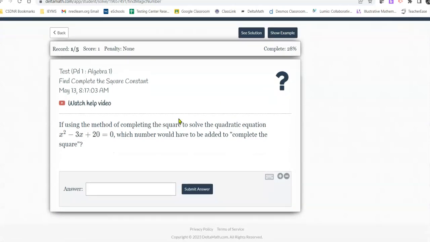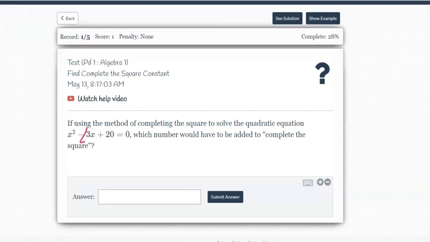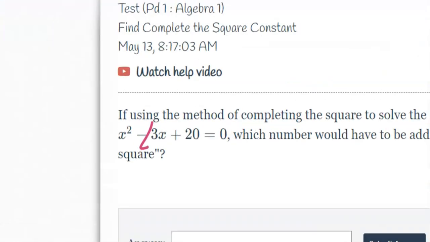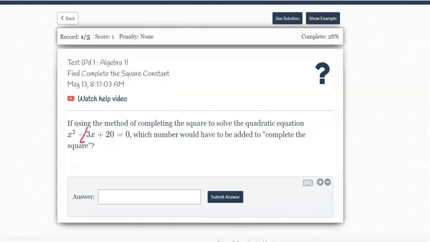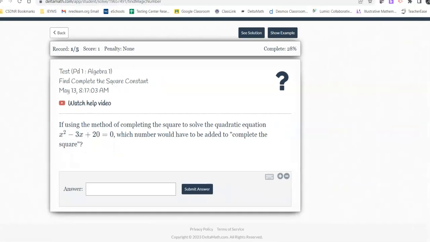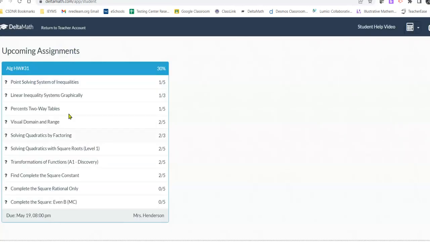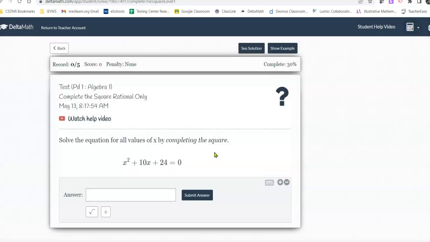All right, next one, we're going to do the same thing. We're going to complete the square. So for us, this is the middle term. The middle term is -3, and so we are going to take half of that, and we're going to square it. That gives us 9 over 4, so all I need to do is type 9 over 4. And then for the next one, they actually want you to solve it.